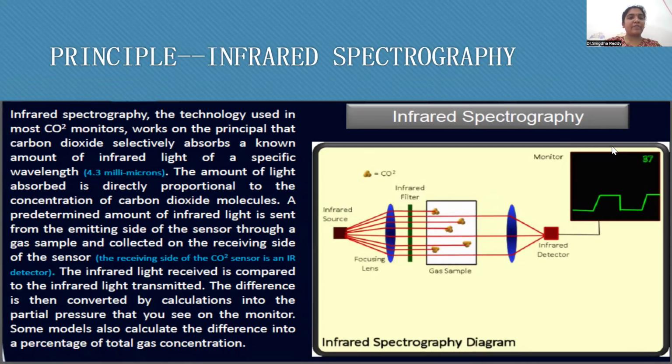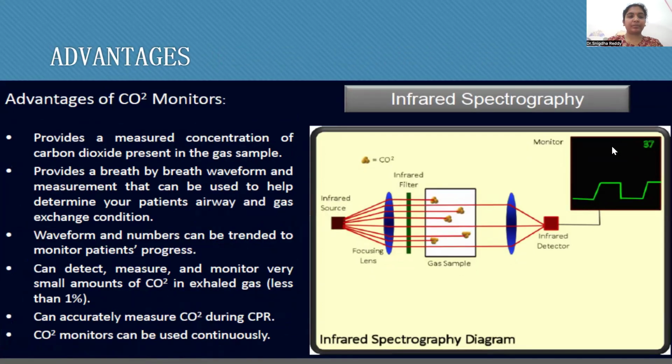A predetermined amount of infrared radiation is sent from the emitting side of the sensor through a gas sample and collected on the receiving side of the sensor, that is the detector. The infrared light received is compared to the infrared light transmitted. The difference is then converted by calculation into partial pressure that we can see on the monitor.